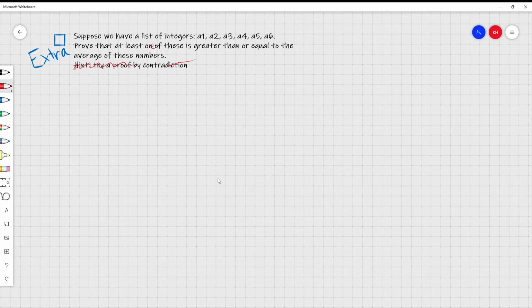So instead, we have to kind of take a back road to this, so we have to try a proof by contradiction. And to give a little reminder of how a proof by contradiction works, we assume the opposite. So we assume in this case that none of them are greater than or equal to the average.